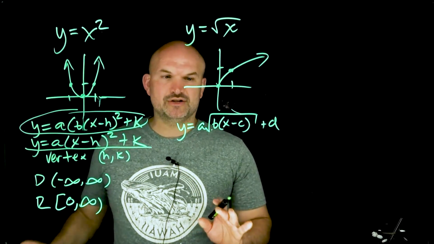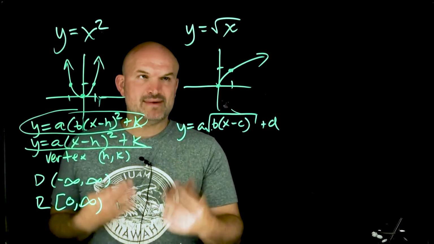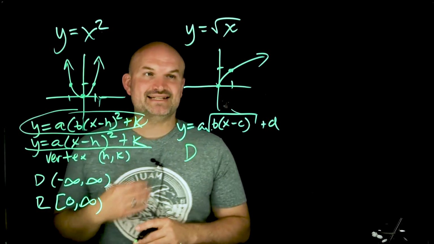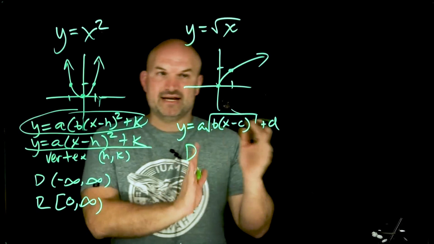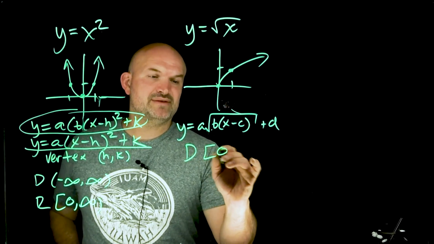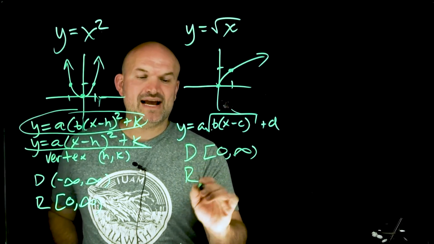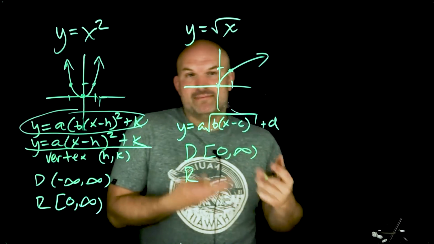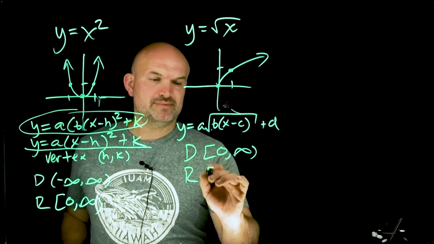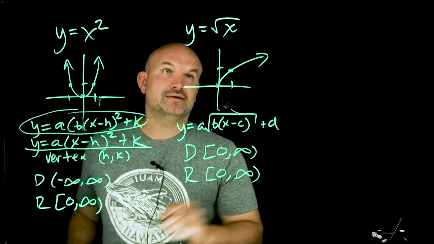Now the next thing I just want to do is, again, let's just kind of review our domain and range. The domain in this case is the set of all x values that make up our graph. So in this case, that is going to be from 0 to infinity. The range is a set of all y values that make up this graph. So in this case, that is going to be, again, from 0 to infinity.